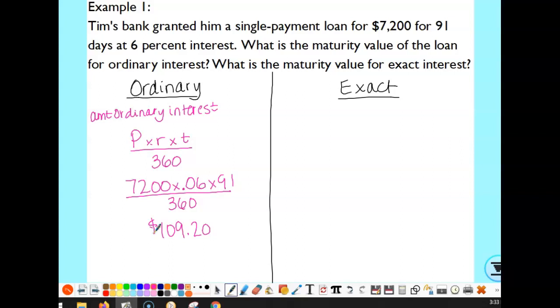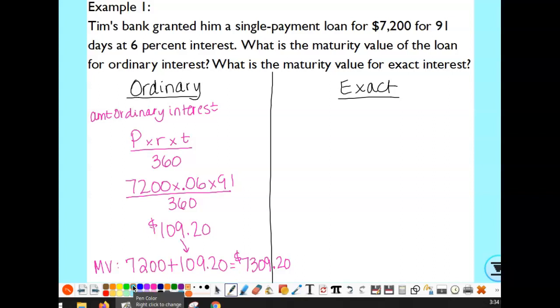So the maturity value, though, is the amount that you borrowed, that's the 7,200, plus the interest that we just calculated, that's the 109.20. And that amount that we would have to pay back, the maturity value, is $7,309.20.